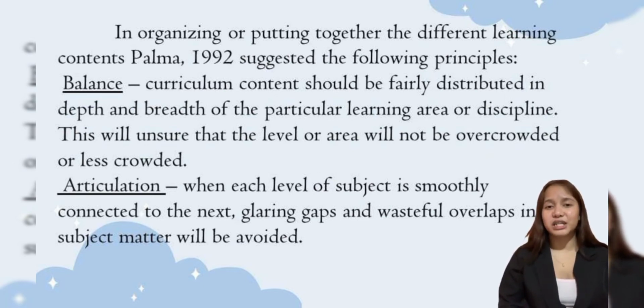Next is the articulation. When each level of subject is smoothly connected to the next, glaring gaps and wasteful overlaps in the subject matter will be avoided. So each level of subject matter should flow naturally into the next with no noticeable gaps or unnecessary material overlaps.